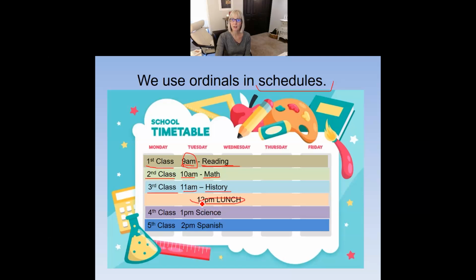Then there is a break. Fourth class, 1 p.m., science. And the fifth class of the day is Spanish at 2 p.m. If I count the classes, there are 5 classes. The first class is reading. The second class is math.